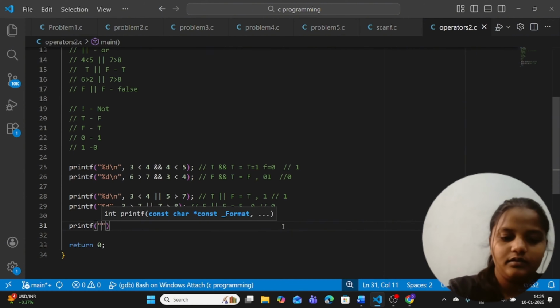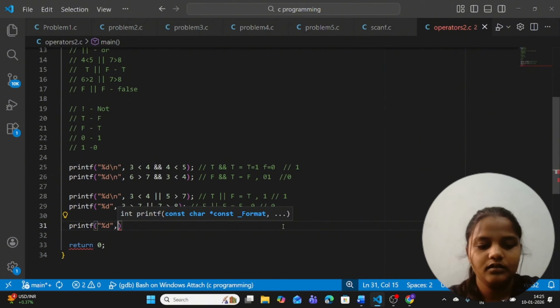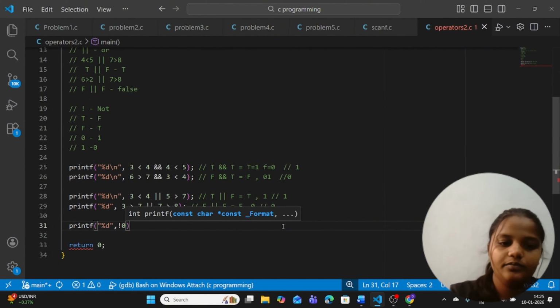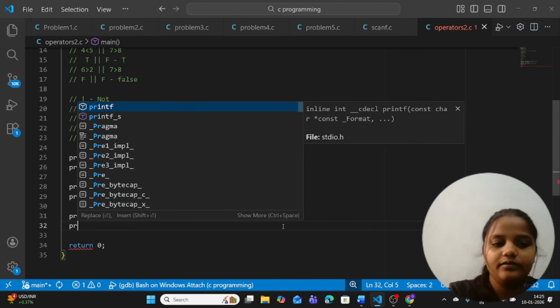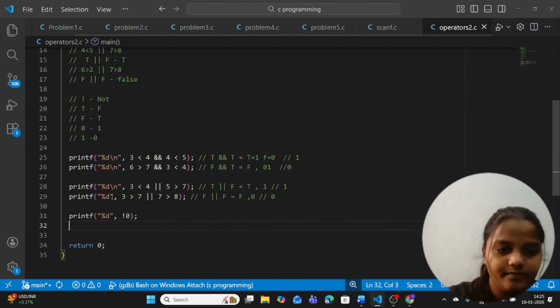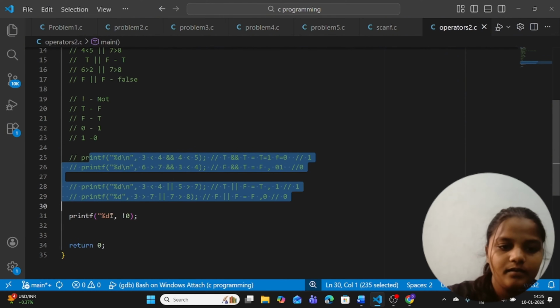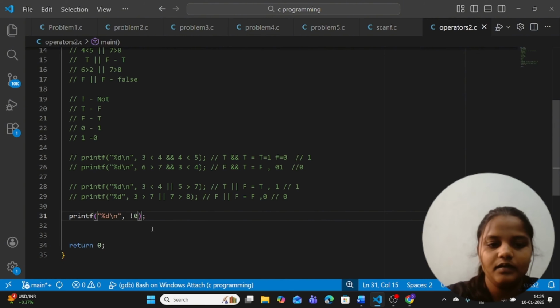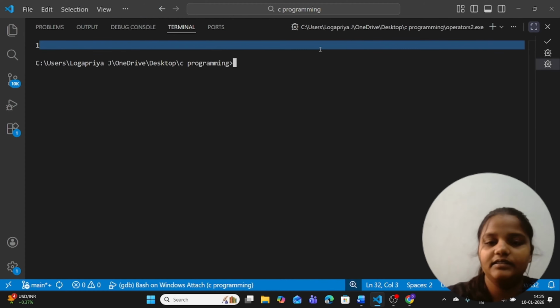printf %d, NOT of 0. Okay, first we will run it. NOT of 0 means what do we want to get? We want to get 1, right? See, we have got 1.